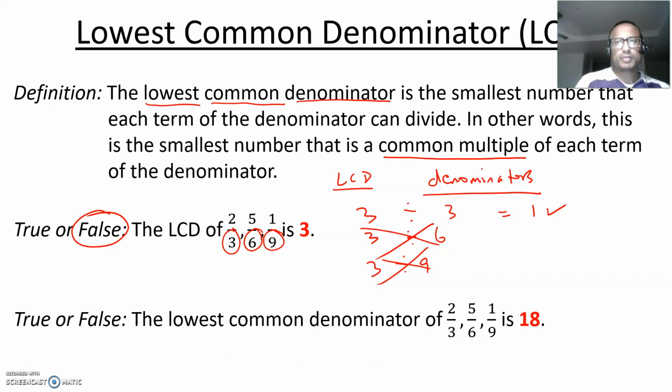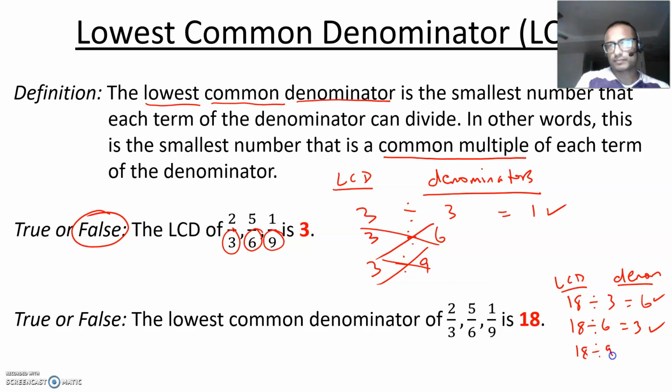Let's look at the next example. True or false? The lowest common denominator of 2/3, 5/6, and 1/9 is 18. Okay, so once again, let's do our test. I'm going to have the LCD, and I'm going to have all the different denominators. If 18 is the least common denominator, then by definition, each term of the denominator should be able to divide 18. Okay, so let's start with the 3. Can 3 divide 18? Yes, we get a whole number, which is 6. Let's go to 6. Can 6 divide 18? Yeah, 18 divided by 6 is 3. Can 9 divide 18? Yes, 18 divided by 9 is 2. So therefore, 18 is the lowest common denominator of 2/3, 5/6, and 1/9.